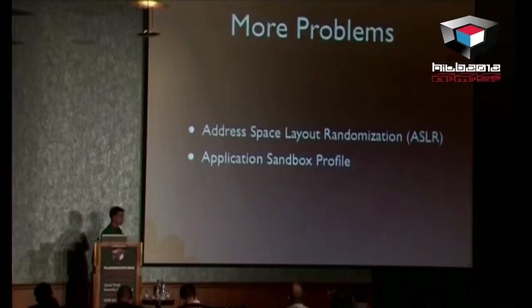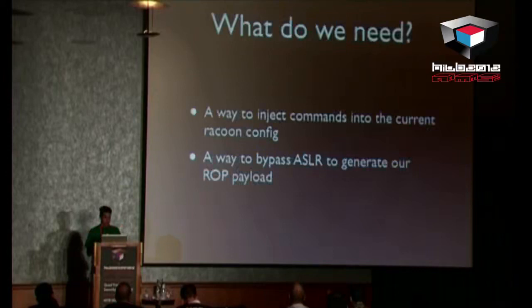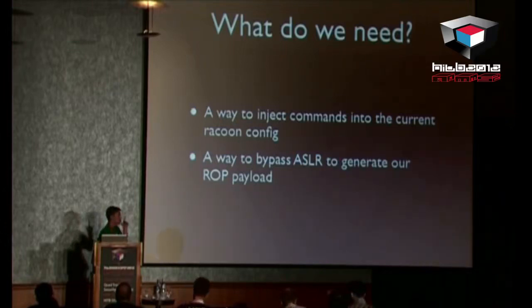ASLR, of course, is a big problem. We don't have any code running on the device. We have to find some kind of information leak. And of course, the sandbox profile. Well, we either need a way to inject commands into the current Racoon configuration so we can include our payload, or a way to bypass the ASLR to generate our ROP payload through some kind of information leak or some other way.